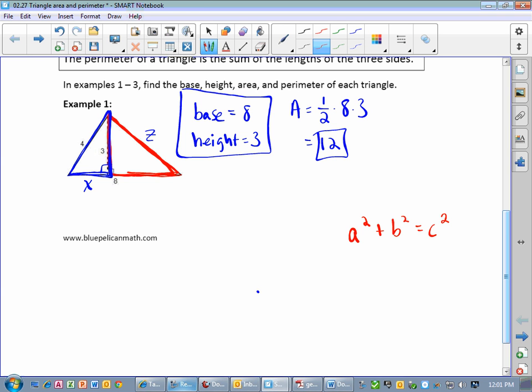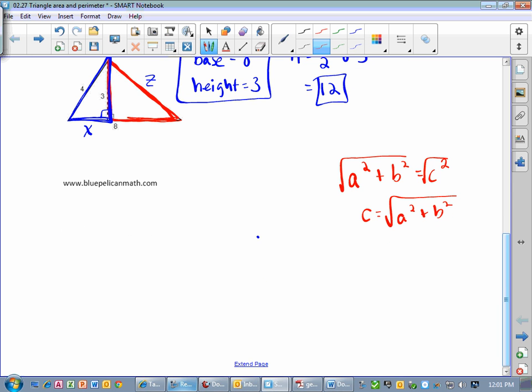How do I get rid of the square? Divide c squared on both sides. Square root both sides. The square root of c squared is c. So c is equal to the square root of a squared plus b squared. So if I'm looking for the length of the hypotenuse, it's the square root of the square of the two sides added together.